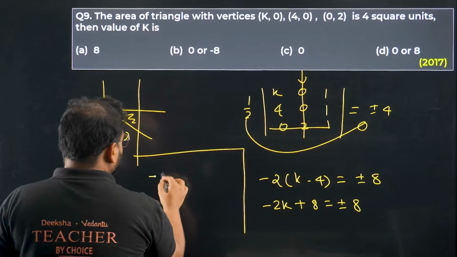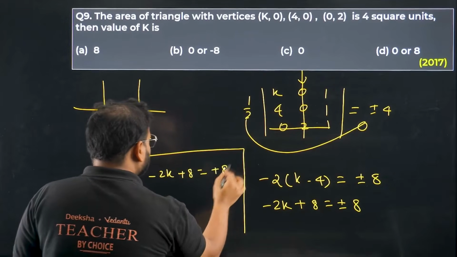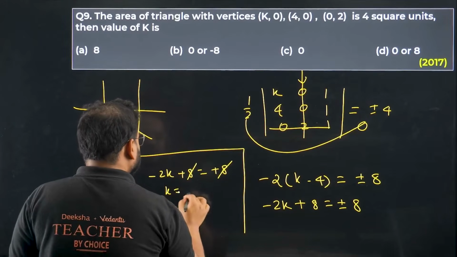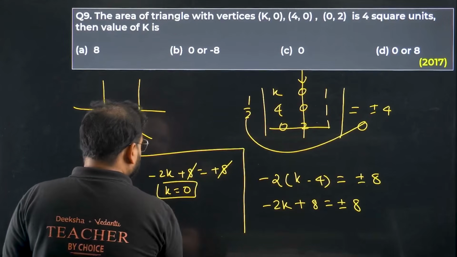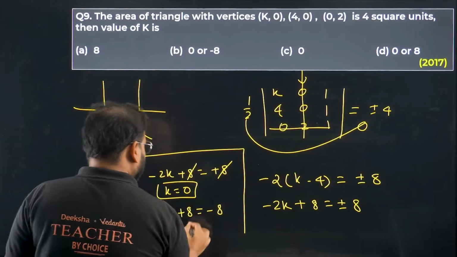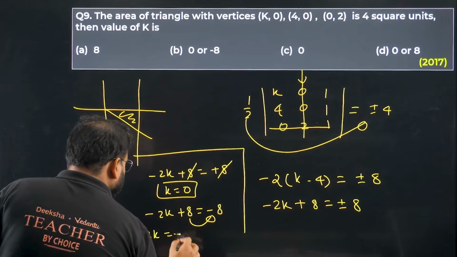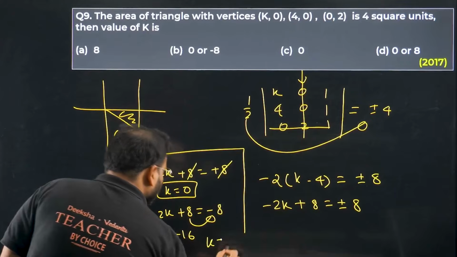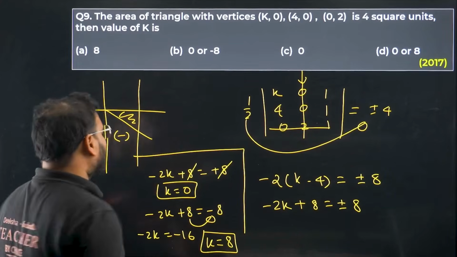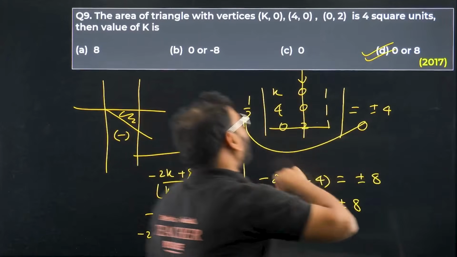So if I take minus 2K plus 8 equals to plus 8, cancel, cancel. Alright, so I'm getting here value of K as 0. If I take minus 2K plus 8 equals to minus 8, bring this 8 on this side. What I'm getting? I'm getting here minus 2K equals to minus 16. Hence, K value is equal to, please check, 8. My 2 answers are 0 and 8. Option is D.